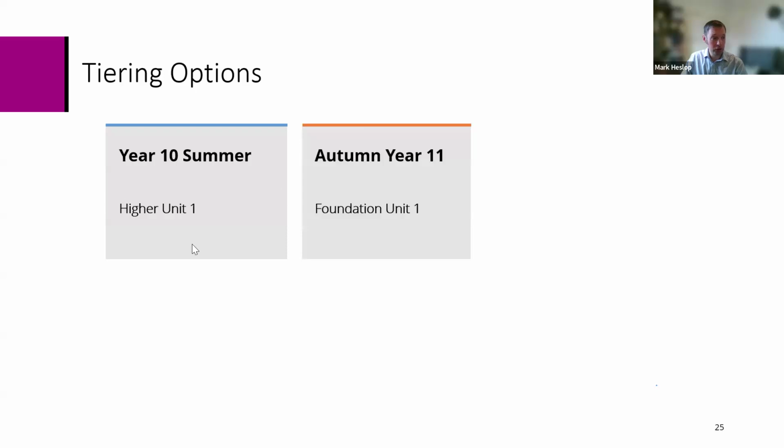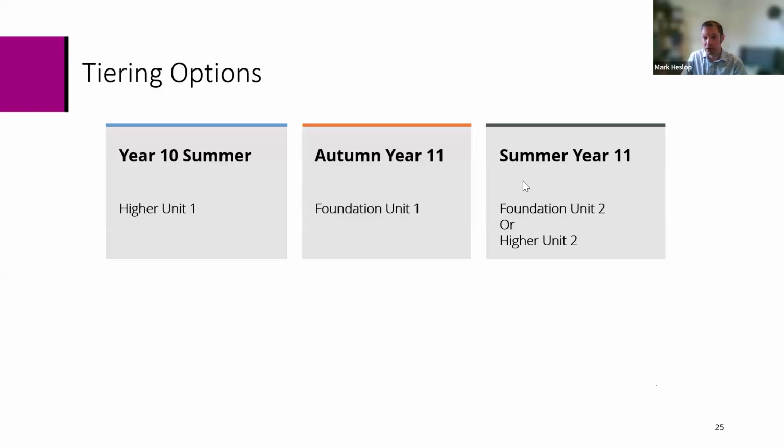Then in year 11, if a student does badly in the summer of year 10, you actually have some evidence to talk to parents and say, look, we're going to try them in foundation unit 1 in the autumn of year 11, so that next series, and then use that to make the decision for the summer of year 11, whether to finish foundation unit 2 or higher unit 2. You cannot do foundation 1 and higher 1 in the same series, nor can you do foundation 2 and higher 2 in the same series. But you can do them across subsequent series.